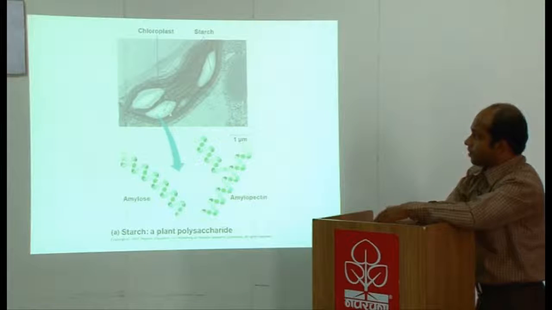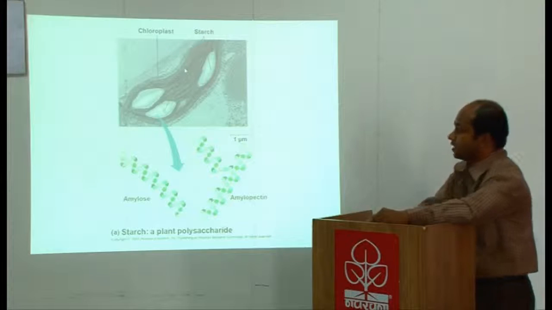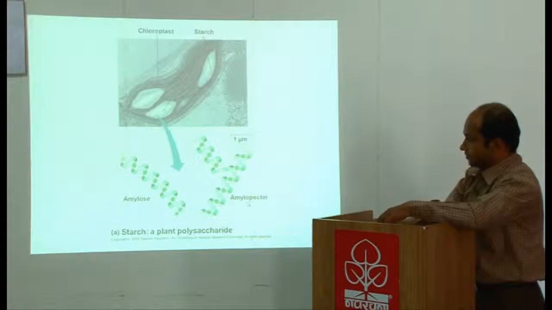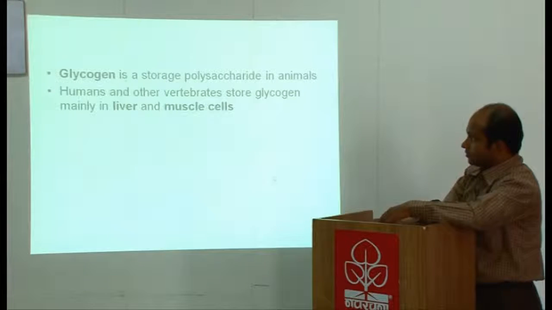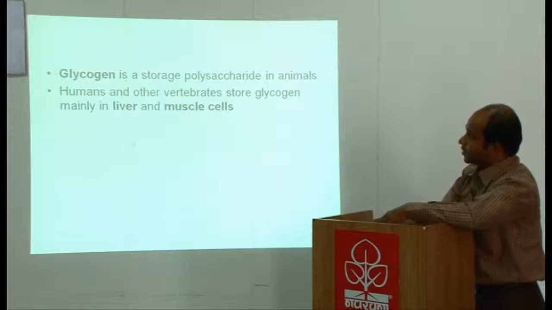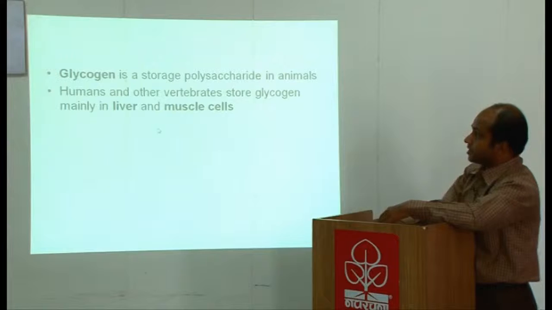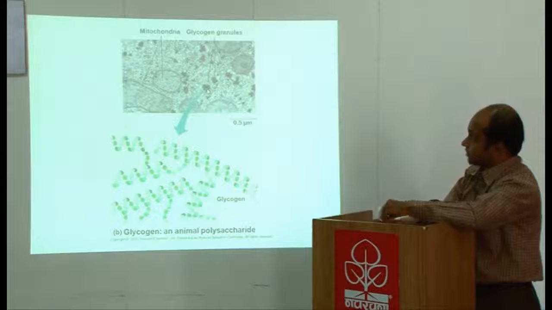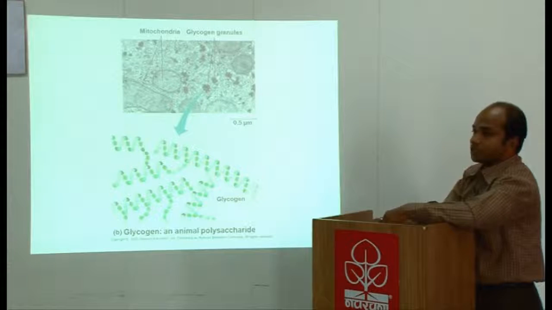So, for example, you have starch here in the center and on the periphery you have chloroplast, and starch is mainly made up of two important sugars, that is amylose and amylopectin, whereas glycogen is a storage polysaccharide in animals. In humans and other vertebrates, glycogen is stored mainly in liver and muscle cells. So, you have these clusters or granules of glycogen which are present in the vertebrates.